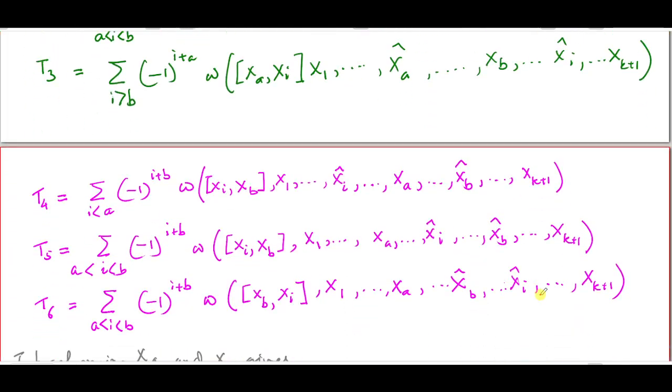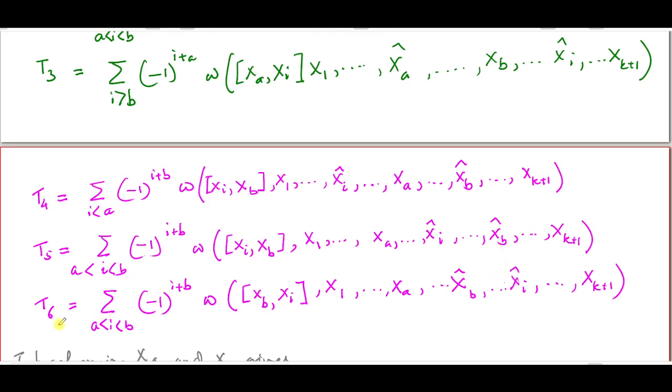Similarly, you will have three more terms which you are calling T4, T5, T6 respectively, in which xb is sitting inside the Lie bracket. Once again, one is where the summation index is less than a, so the xi is actually sitting before xa. Again, you have another situation where a and b are bounds for the i, and that means that once again you have [xi, xb], b still being more than i, but the xi hat here, the missing position, is between xa and xb hat.